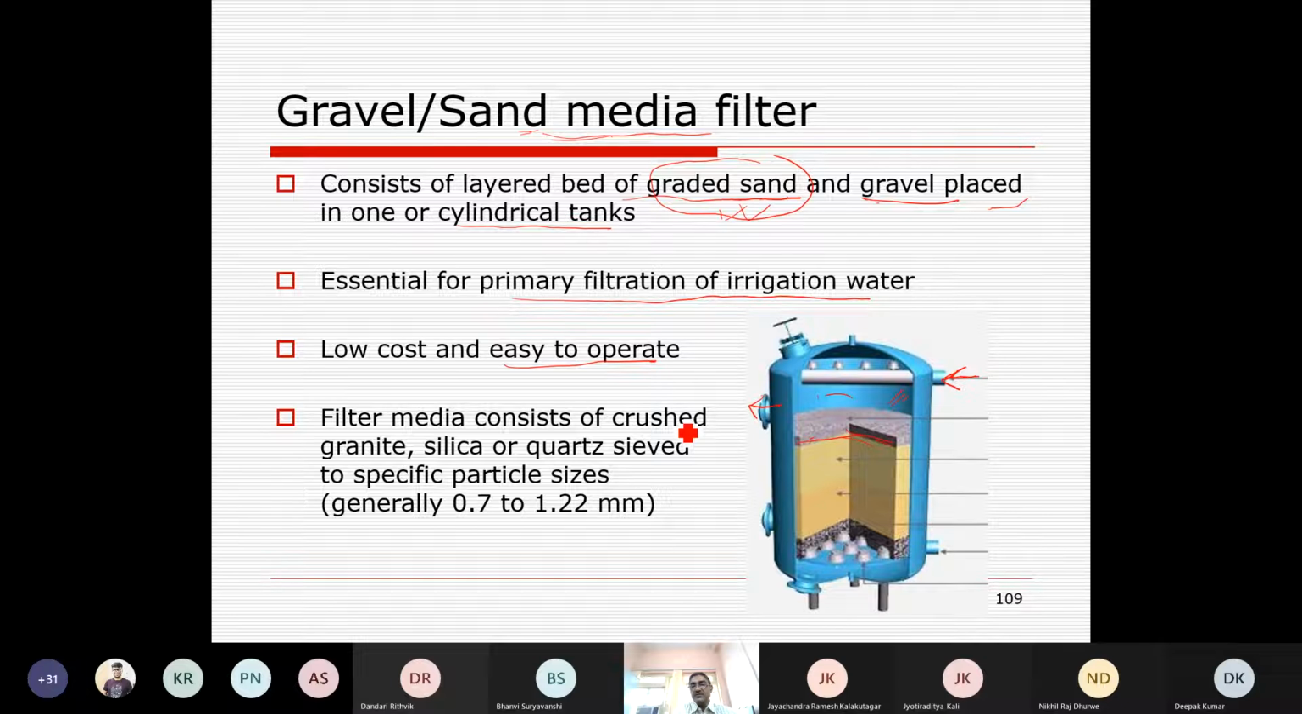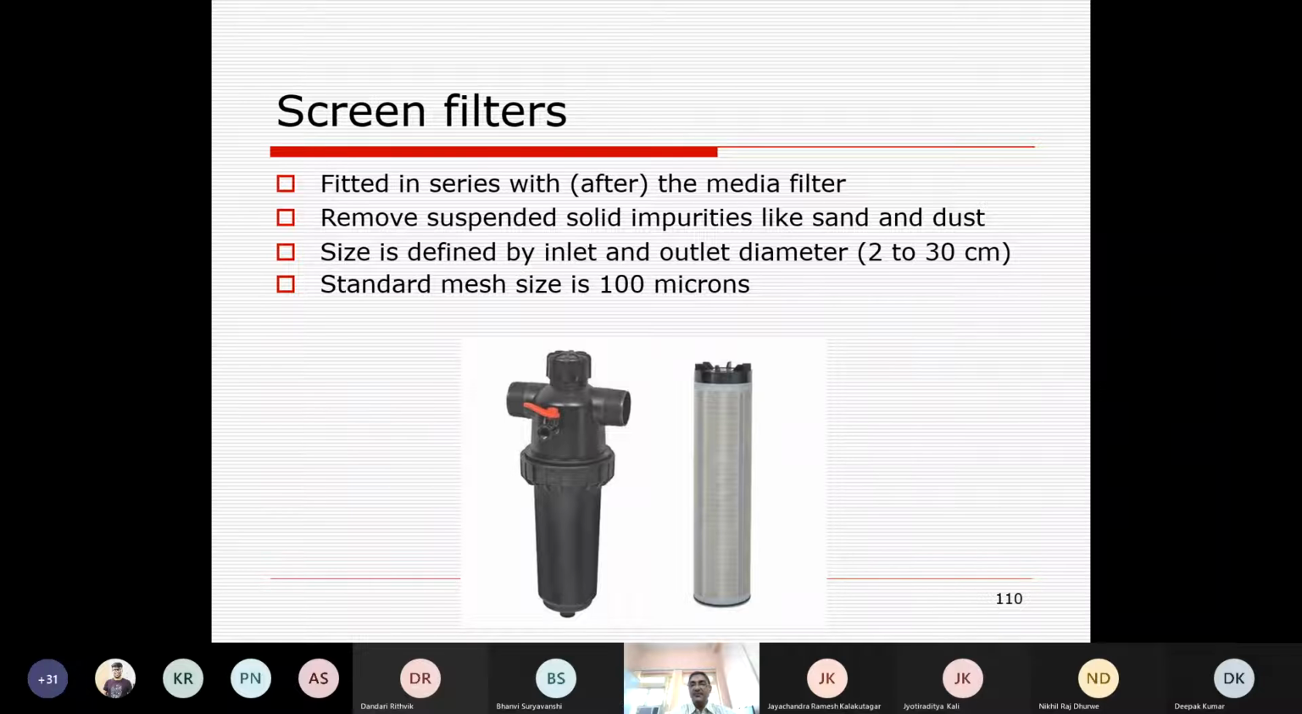Filter media consists of crushed granite, silica or quartz shaped to a specific particle size that generally varies from 0.17 to 1.22 millimeter, which is arranged inside this sand media filter. So settling basin, then sand media filter, then the screen filter.